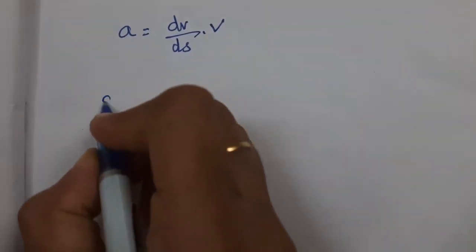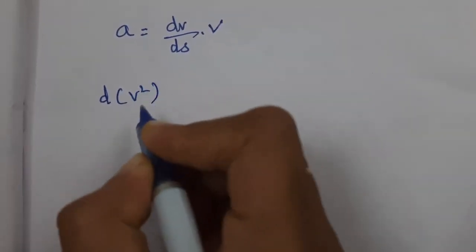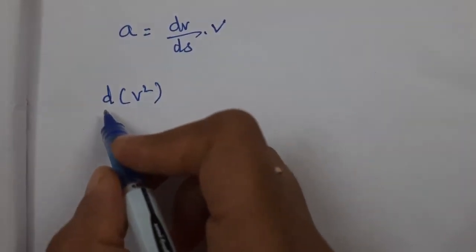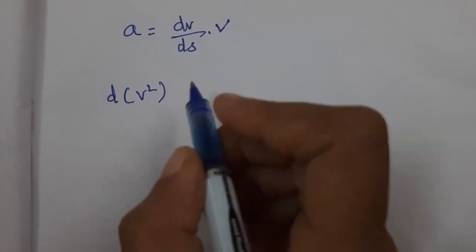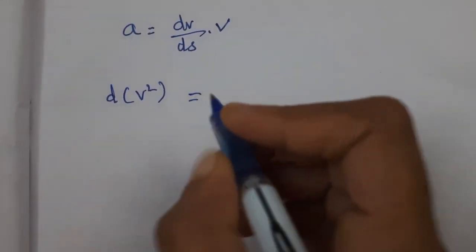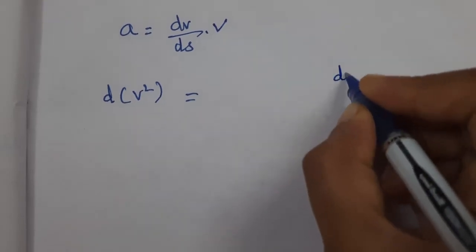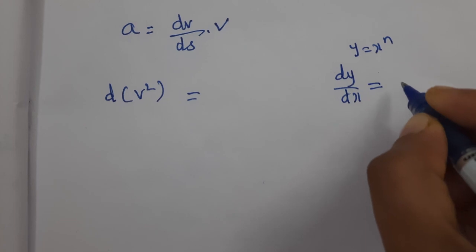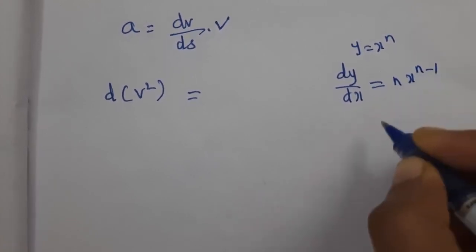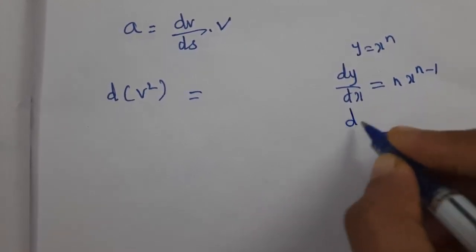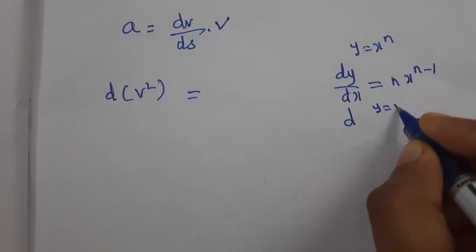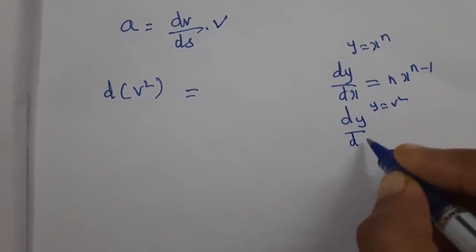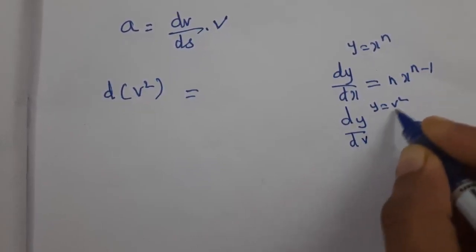Listen. Differentiation of v square. This is a method which is given in your book. What is that? If y equal to x power n, then dy by dx is equal to what? n into x power n minus 1. Similarly, suppose y equal to v square, then we can write dy by dv, with respect to v.